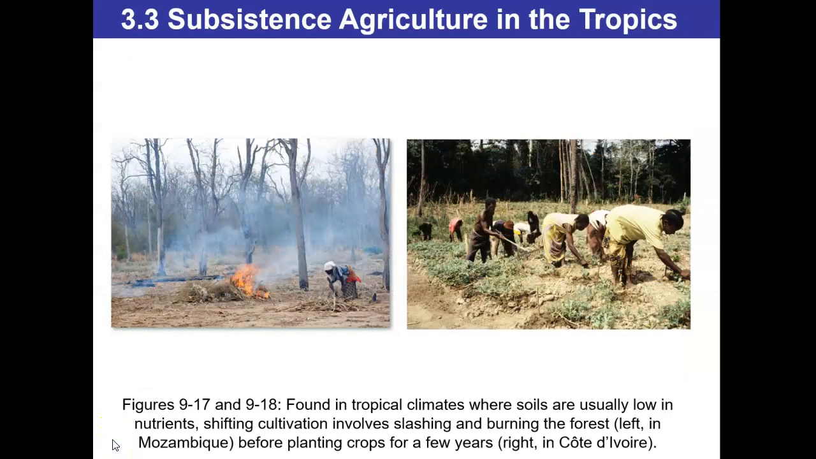Looking at figures 9-17 and 9-18, located on page 320 and 321 of your textbook, we can see shifting cultivation, represented in two different ways. Found in tropical climates where soils are usually low in nutrients, shifting cultivation involves slashing and burning the forest. You can see this present on the left in Mozambique. This happens before planting crops for a few years. This is what it's intended to induce, which is pictured on the right in Côte d'Ivoire.